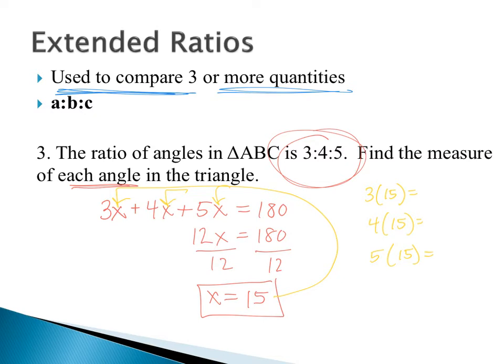3 times 15 is 45. 4 times 15 is 60. And 5 times 15 is 75. Now these all should be in degrees, so I put that little circle by them. So 45 degrees, 60 degrees, 75 degrees. These are the 3 sizes of the angles in this triangle, and they have a ratio of 3:4:5.